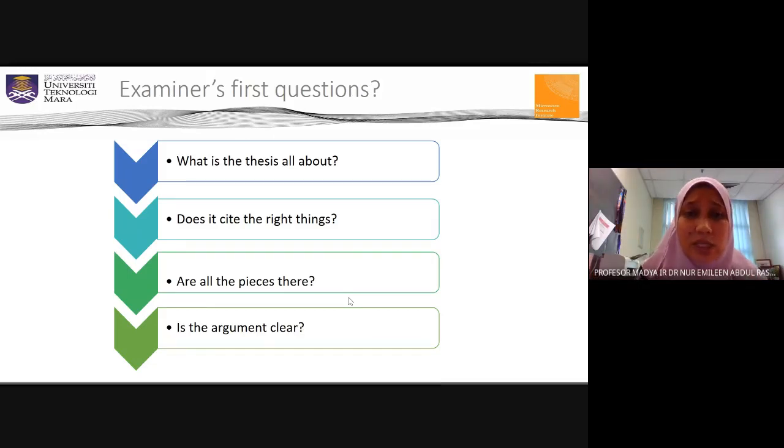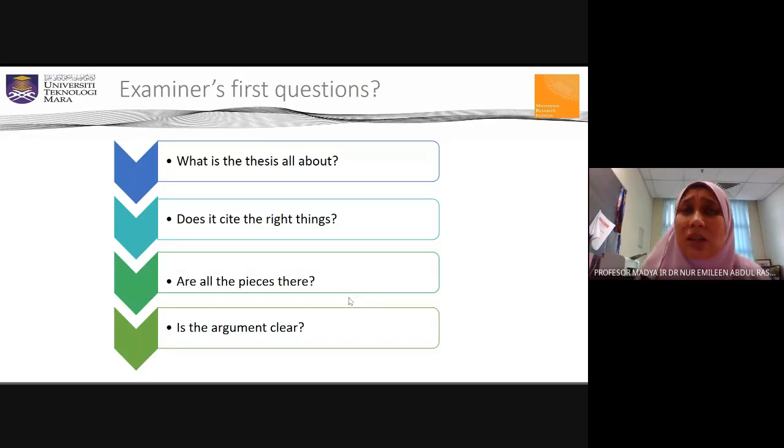So the next question, does it cite the right things? So citation, again, the literature that we talked about earlier is very important. Sometimes the thing cited is not related, like I said, it's not relevant, but it's there. And then all the pieces there, is it complete? Let's say they did an experiment, is there any validation? Or did they just take the result and put it there, without validating it against other people's papers or previous results or simulation results?